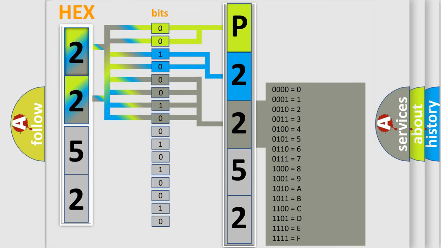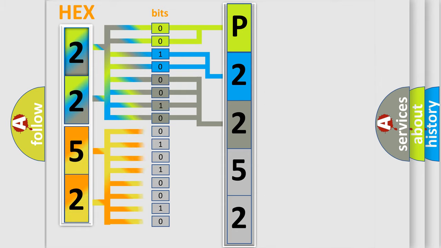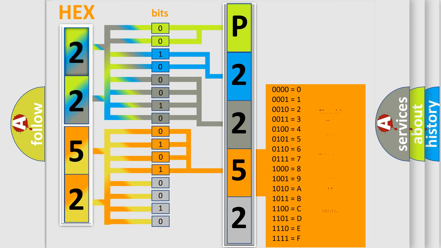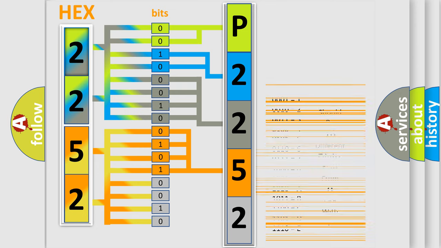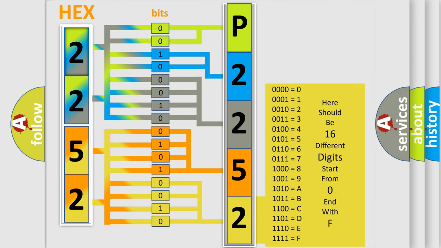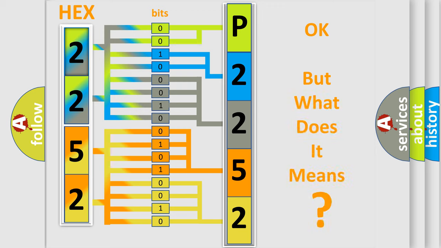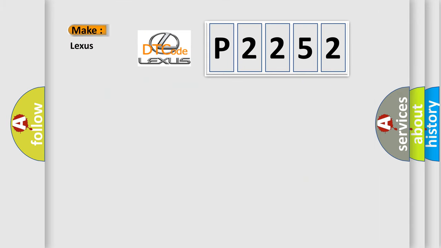The second byte is composed of a combination of 8 bits. The first 4 bits determine the fourth character of the code, and the combination of the last 4 bits defines the fifth character. A single byte conceals 256 possible combinations. We now know in what way the diagnostic tool translates the received information into a more comprehensible format. The number itself does not make sense to us if we cannot assign information to what it actually expresses. So, what does the diagnostic trouble code P2252 interpret specifically for Lexus?